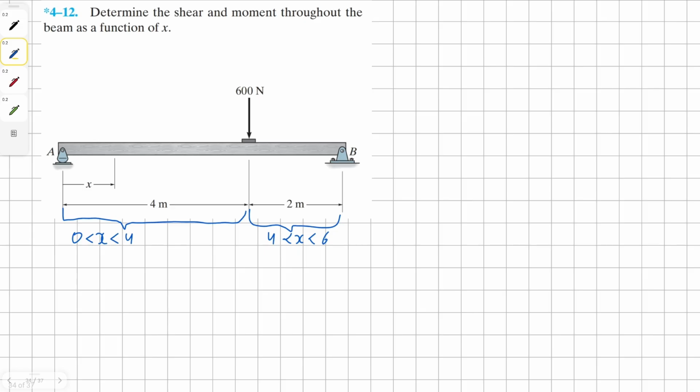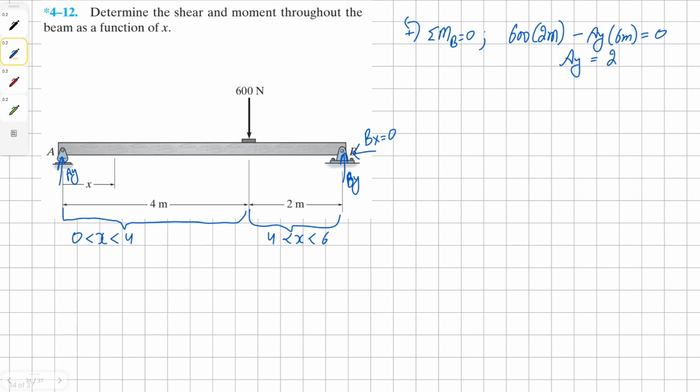And before we proceed with anything, we first of all need to find our external reaction forces. And we know our horizontal at B will be 0. We're going to take a moment about the point B. We're going to have 600 Newton, 2 meters away from B. And then clockwise AY, 6 meters away from B, all equals to 0. Solving for AY, we get our solution as 200 Newton.